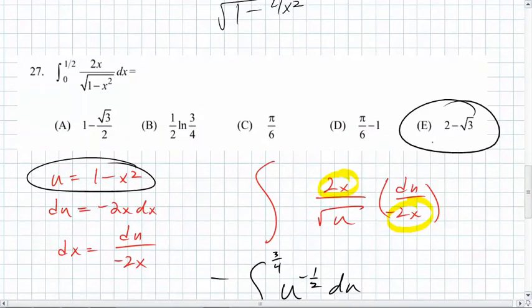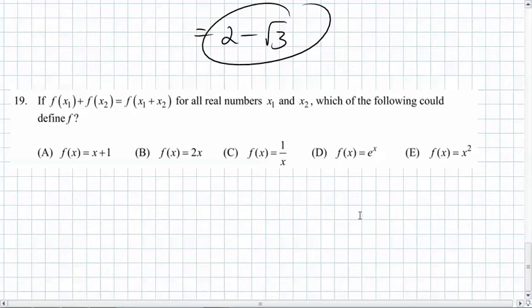Yay! So it says if f of x1 plus f of x2 is equal to f of x1 plus x2, for all real numbers, blah, blah, blah, which of the following could define f? How would you go about doing this question? What could you do? Guess and check, right? You could just come up with specific examples, and maybe one of them will work and all the other ones won't.